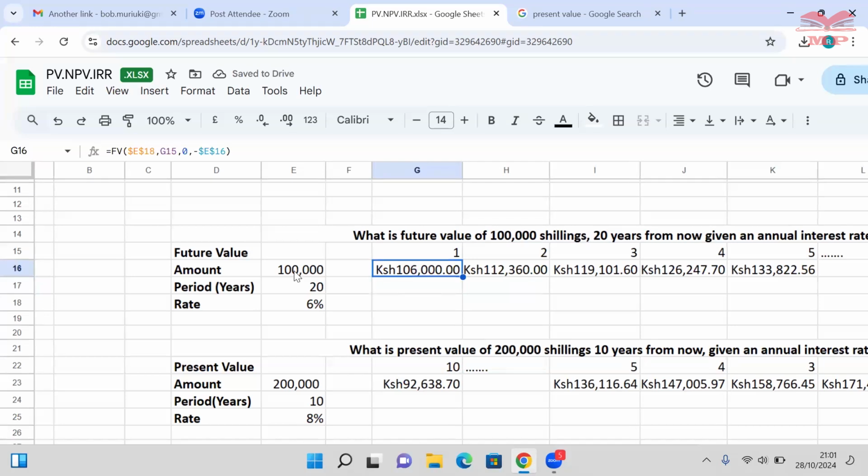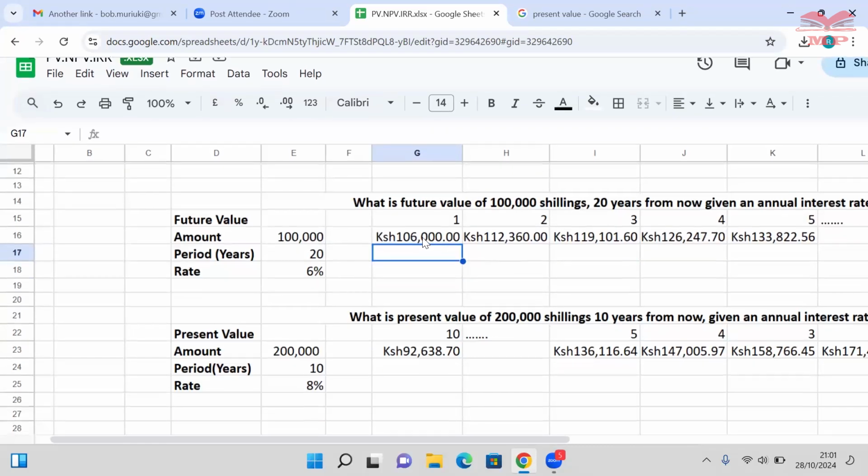So if I invest 100,000 today at 6%, in 1 year, it would be worth 106. In 2 years, it would be worth 112, and so forth. So the idea here is, if you're using Excel, the nice thing when you're using functions is there will be this wizard here guiding you. So you will just need to follow those steps and you will have your answer very quickly. That's why I said these functions are pretty straightforward.